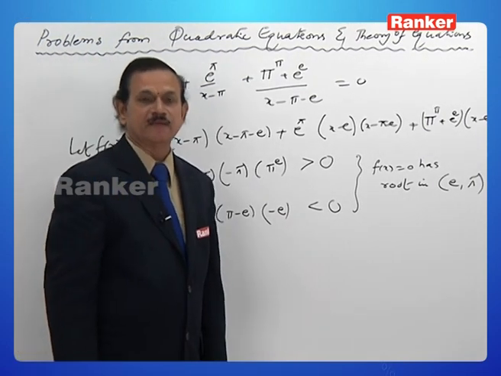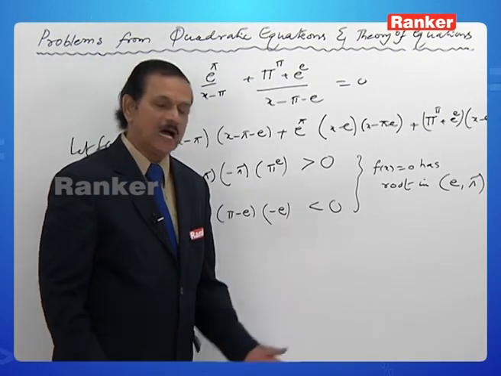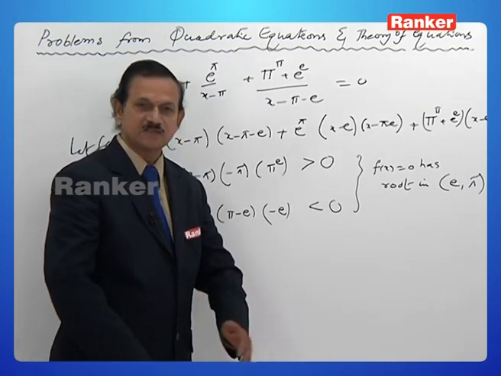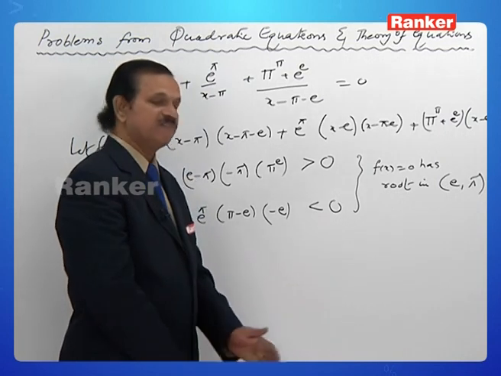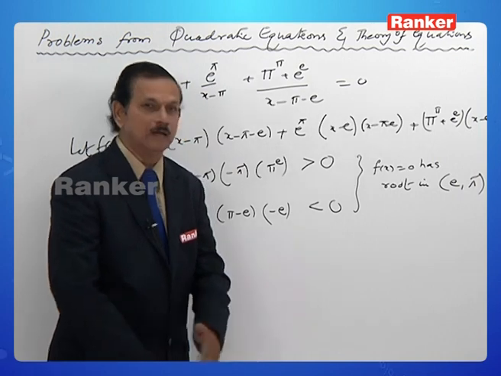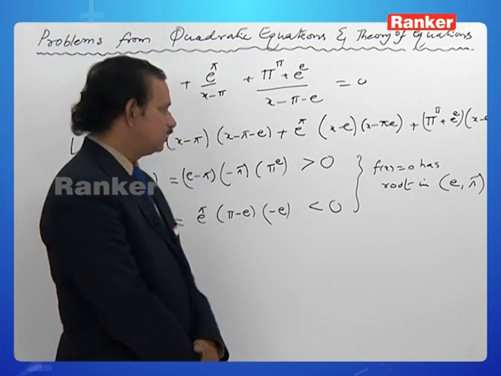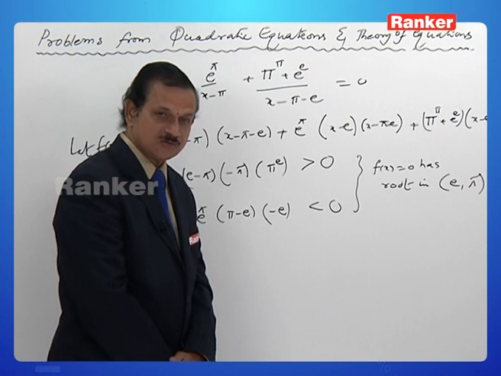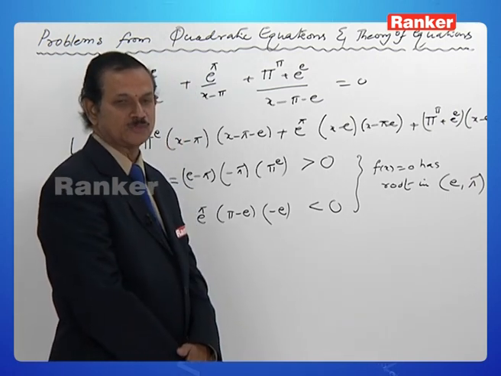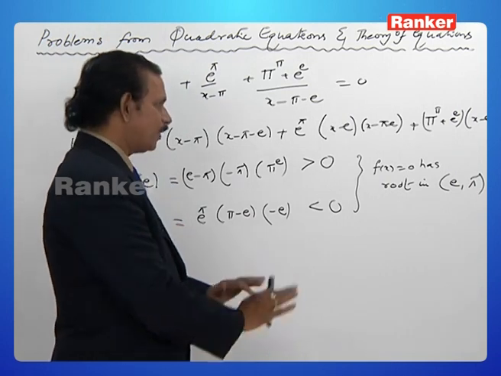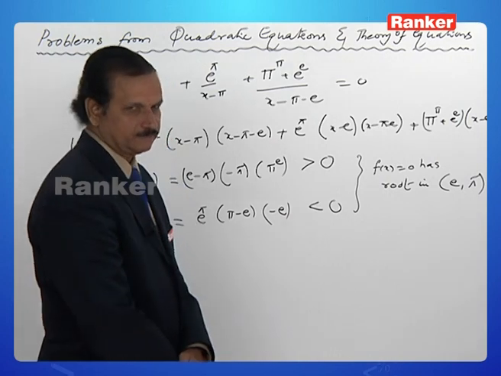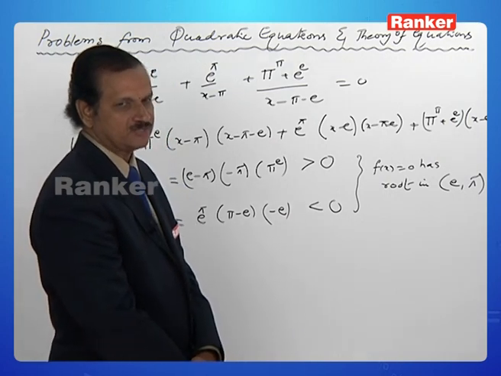If f of a is greater than 0 and f of b is less than 0, or f of a is less than 0 and f of b is greater than 0, and f is continuous in that interval, then by a famous mean value theorem in continuity, which is called Bolzano's mean value theorem, we say that f of x equal to 0 has a root in open interval e to pi. Well, one root has been obtained. A part of the second option is observed correct.